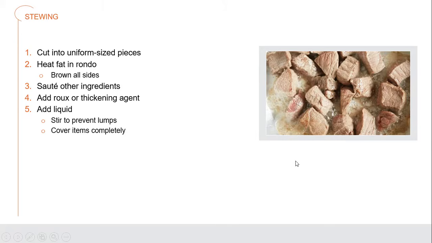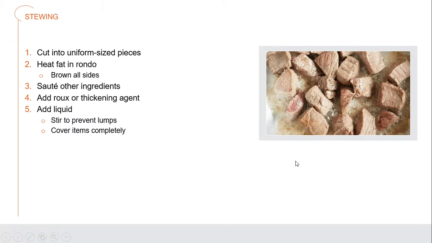But let's work our way through this. So we cut into uniform pieces. We heat with fat in a rondeau. So the rondeau is a large, wide-based pan. And then we're sauteing the other ingredients off as well. We want to brown all the sides of the meat that's in there. We're adding a roux or a thickening agent, possibly just adding flour directly to it to create a roux around the meat itself. Then we add that liquid in there. We're going to stir it to prevent any lumps from being created in there. We want to break that up so we have a nice smooth sauce that's created all around it.